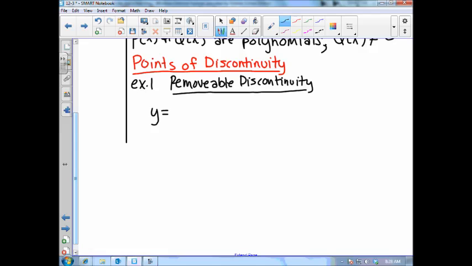Our example will be y equals (x plus 3)(x plus 2) divided by (x plus 2). Remember we said rationals are anything that can be written as a fraction. Is that a fraction? Yes. We also said the numerator would be a polynomial and the denominator would be a polynomial. Is the numerator a polynomial? Yes, we have a binomial times a binomial. If you multiply those together, you would have a trinomial. So yes, it's a polynomial. And the denominator is a binomial.